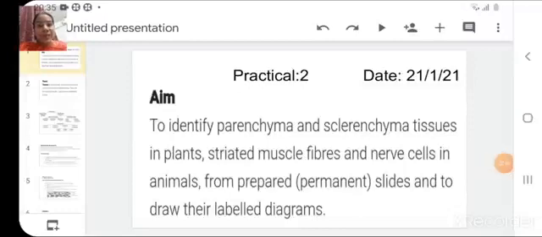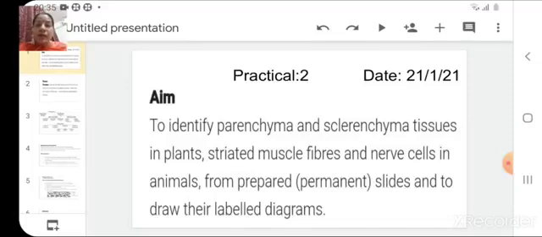Welcome, my dear students. Today we are going to discuss practical number 2. In today's session I will explain this practical, and we will also learn the pattern of how we have to write this practical in our journal.